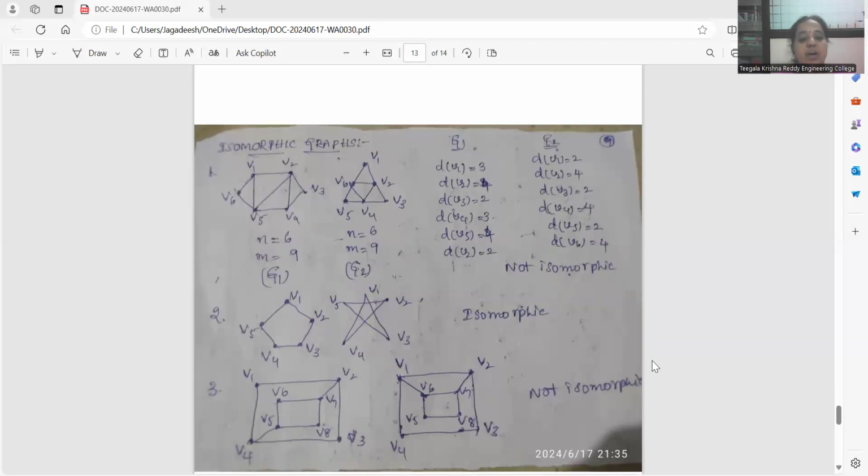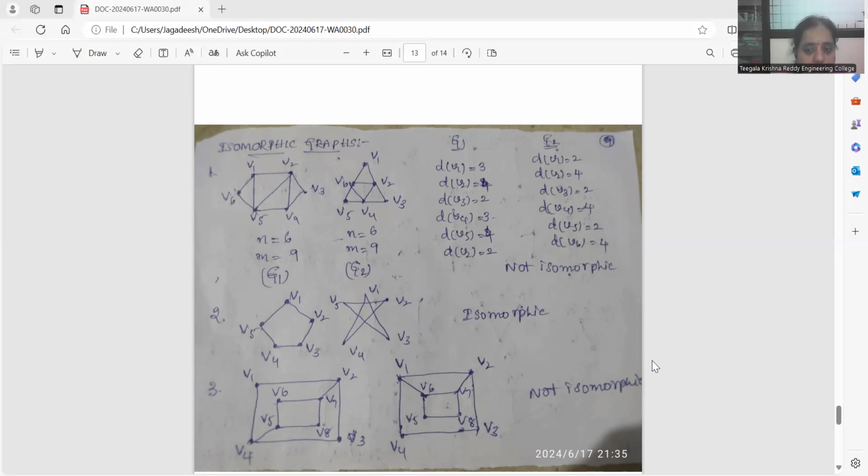Next, we have isomorphic graphs. Now, what is an isomorphic graph? To say that the obtained graph is isomorphic to the given graph, mainly we have 3 points. The number of vertices should be the same, the number of edges should be the same, and the adjacency should be preserved. Now, here I have taken the graph.